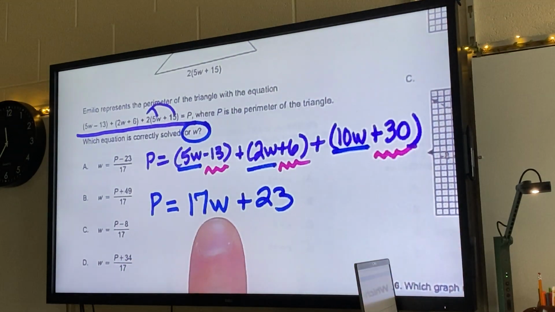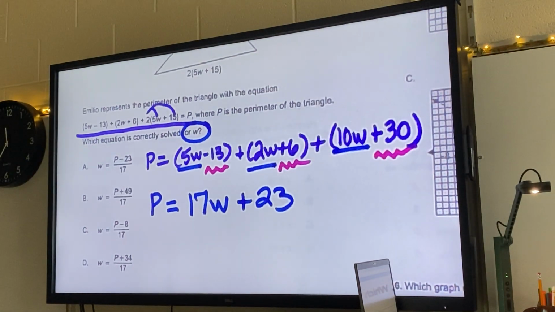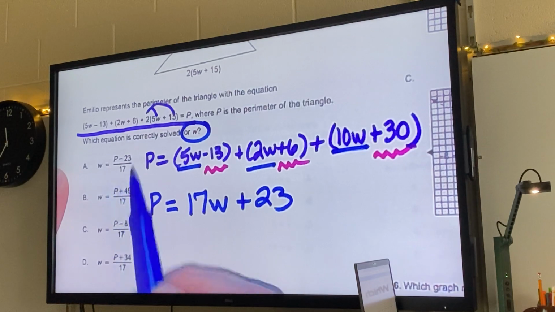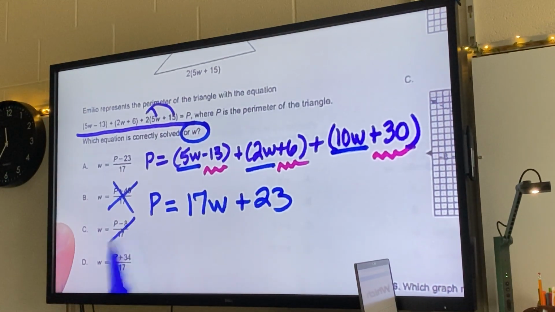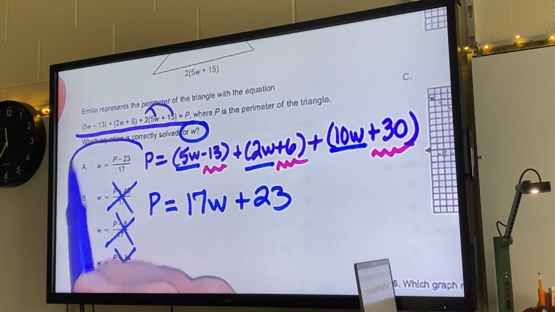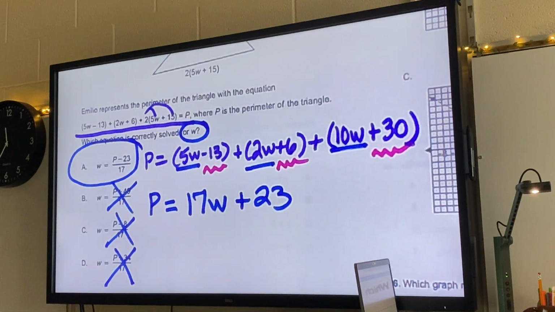So I want to get W by itself. But first, y'all, look at the answer choices. Look, 17 and 23, that's only matching A, right? The others are 49, 8, 34. So we kind of know what the answer's going to be. You don't have to finish, but let's finish it, just in case the answers aren't as different on the EOC.